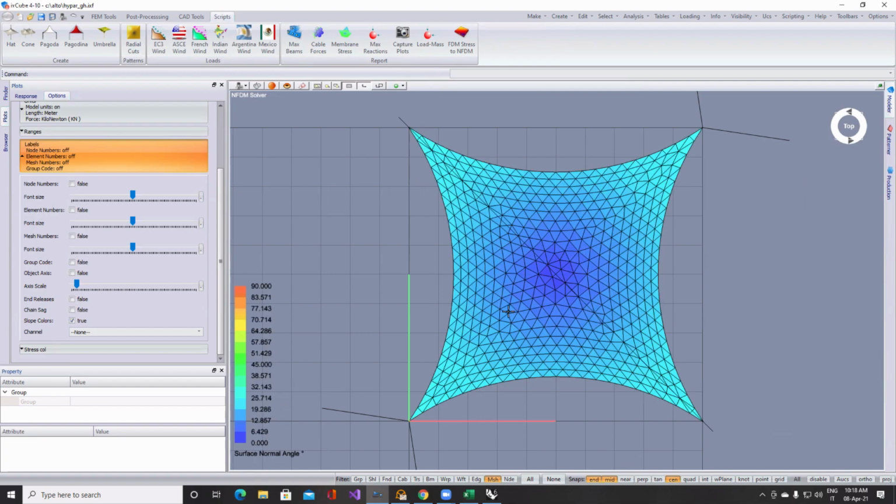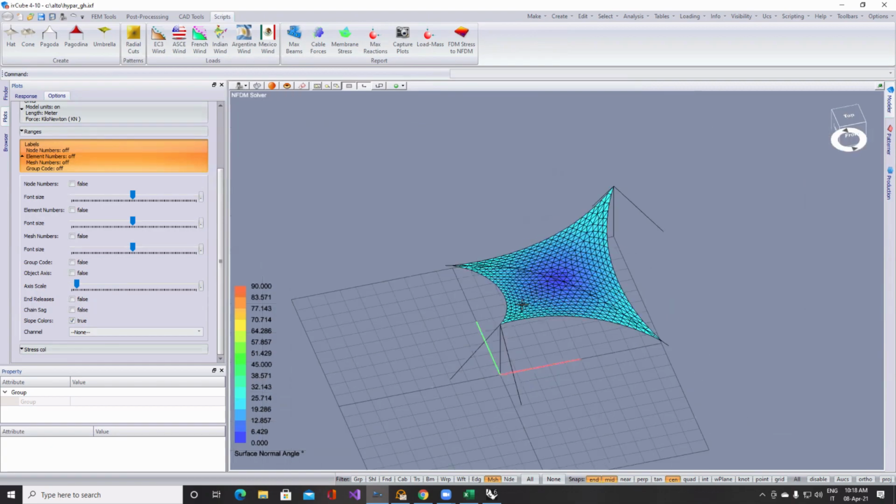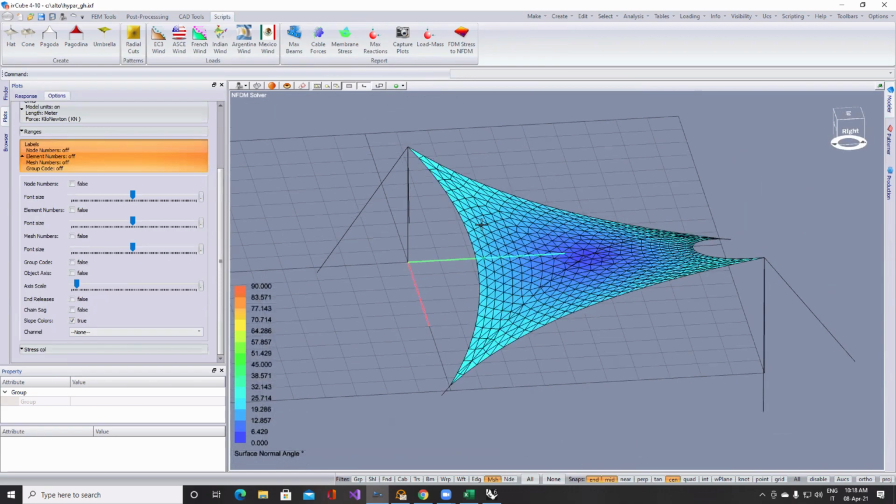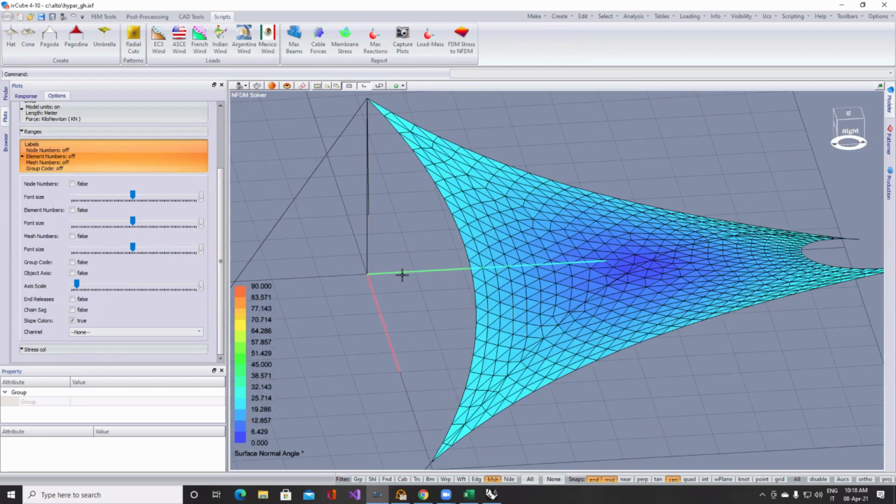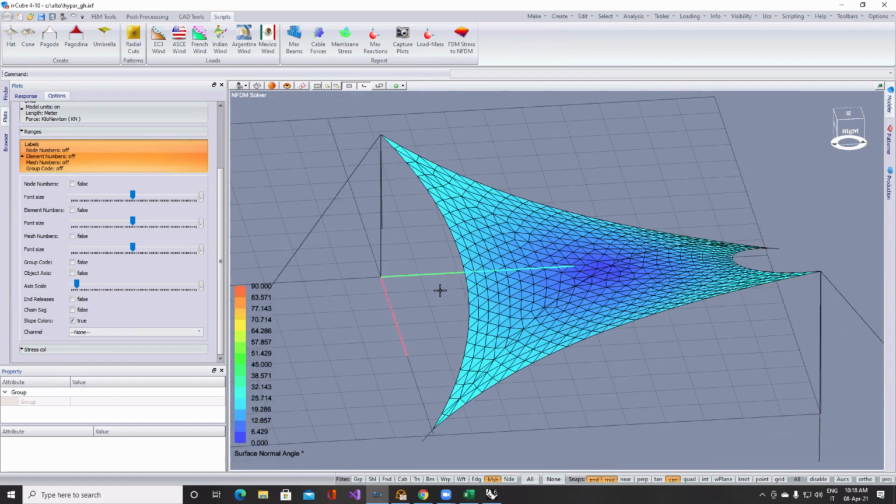This is the slope of the surface. You see that we have blue is almost 0 degrees, 6 degrees, and so on. So this is the angle. The slope is the angle between the face and the horizontal plane. For example, when it comes to apply the snow load, some norms say that if the slope is more than 30, 40 degrees, we do not apply the snow load. But in this case, it doesn't happen.